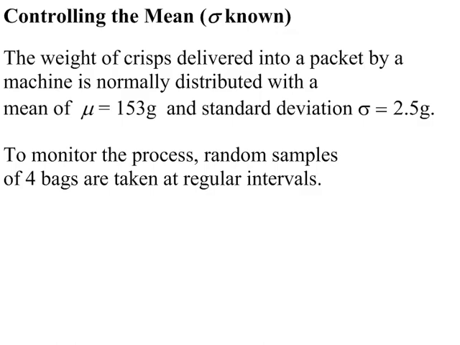Here is a fully worked example. The weight of crisps delivered into a packet by a machine is normally distributed with a mean of 153 grams and a standard deviation of 2.5 grams. To monitor the process, random samples of size 4 are taken at regular intervals.